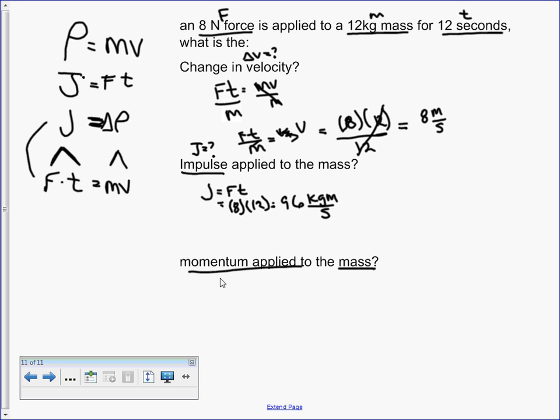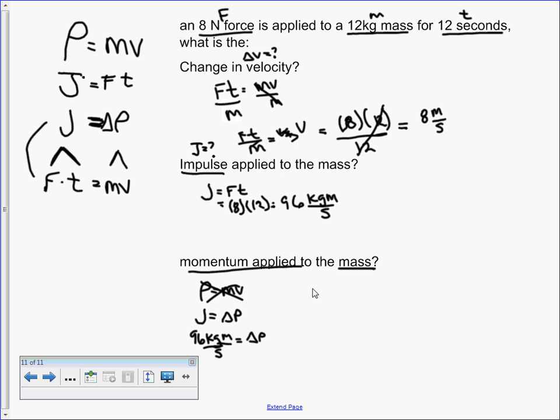Okay. All right. So I don't have to do any math. You might be tempted to go P equals mv. But you don't have to do that. You can, but you don't have to, because look, my impulse is equal to the change in momentum. So if I already had my impulse is 96 kilogram meters per second, guess what? My change in momentum is also 96 kilogram meters per second.